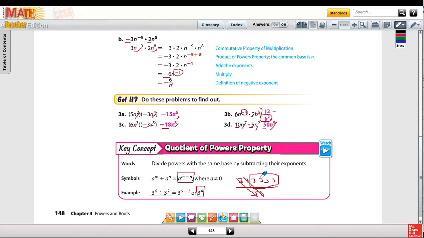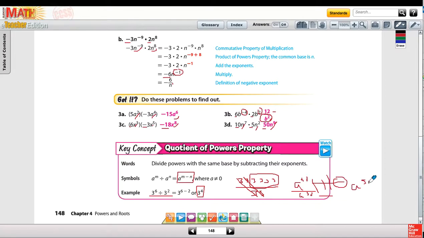You can see where this writing out might be a little cumbersome if I had something like a to the 100th over a to the 50th. Okay, we don't want to write out all of those a's. We want to have some sort of way to quickly do the problem. But you can visualize 100 a's written out and 50 a's written in the bottom. 50 of those are going to cancel out, leaving 50 in the numerator. So the answer to that one would be a to the 50th.